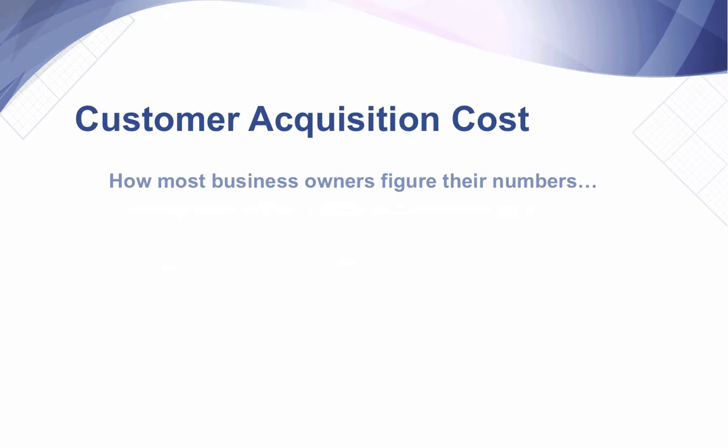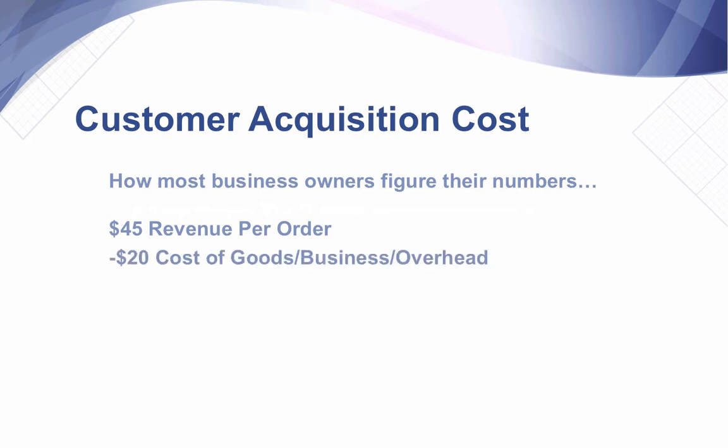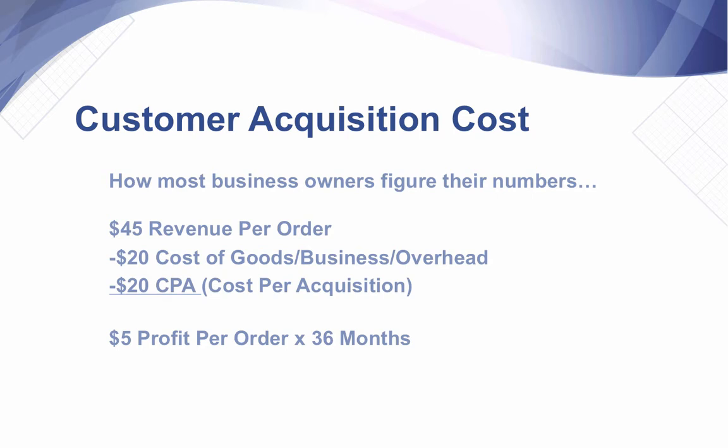Here's how most business owners figure their numbers and their acquisition costs. They think of that $45 revenue per order. Then they say, well, I've got $20 worth of the cost of the actual clothing or the goods, the cost of doing business, the overhead, the labor, whatever that may be for your business. And then I have to pay $20 per acquisition with a Facebook ad or whatever. It costs me $20, so I'm only making really $5 per order. But again, you have to do that by 36 months. Now you see there's a $180 lifetime profit. So it's a whole different way of doing business.